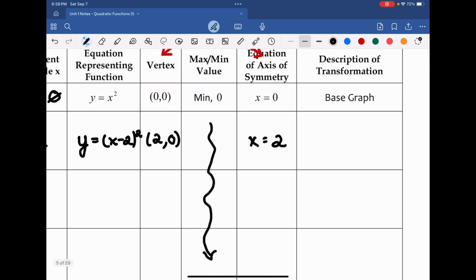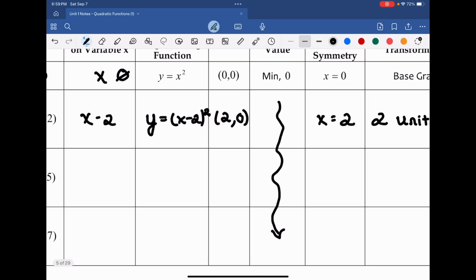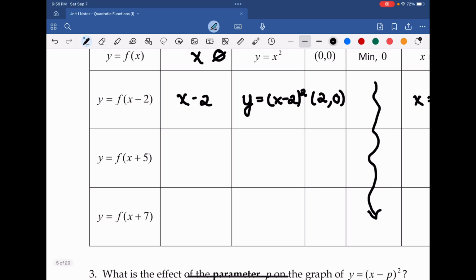What happened to the original base graph? It moved 2 units to the right. So 2 units right. There we go. Now let's go to our third one in this table here. So what is our replacement variable? Well, it's x plus 5 because that was whatever was in the function notation. It's our input. I'm going to rewrite this as y is equal to x plus 5 all squared.